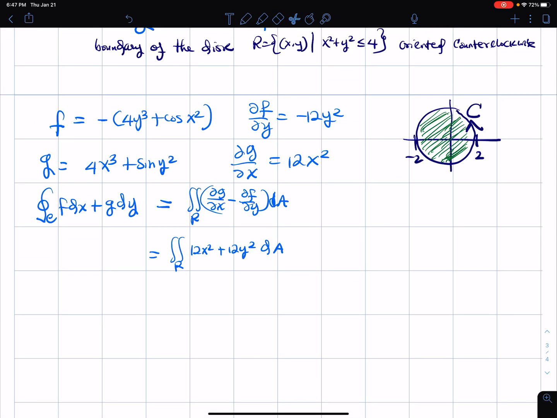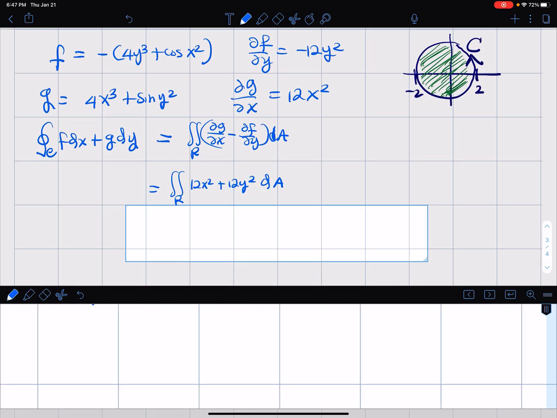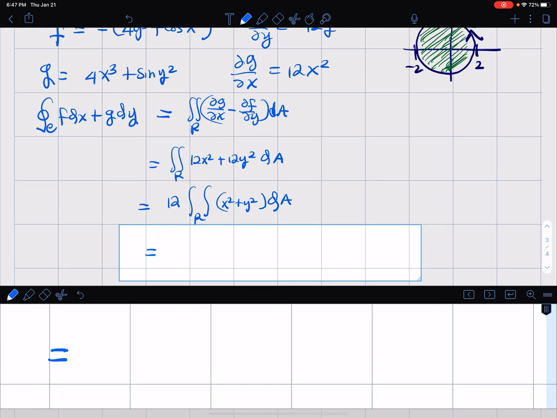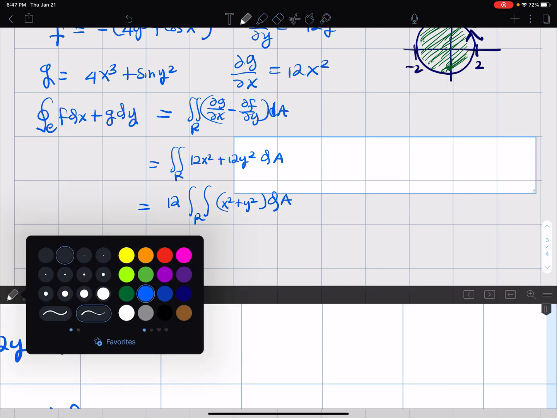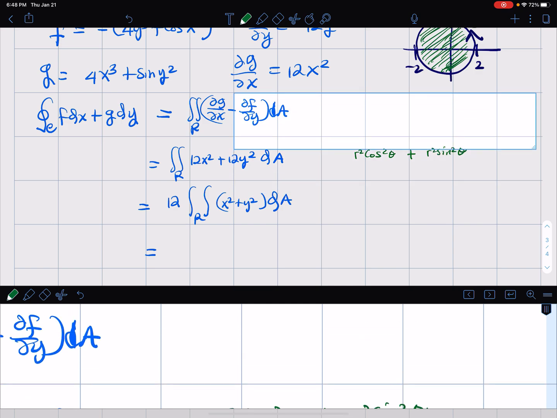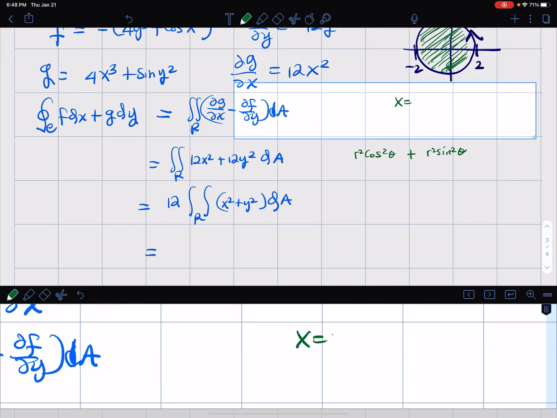Polar coordinates. This is a circle of radius 2, and we can factor out a 12. Okay. And we have x squared plus y squared dA. X squared plus y squared is equal to r squared. Because if you think about this, I think we've done this before. X squared is r squared cosine squared theta, and then y squared is r squared sine squared theta. And this is because x is always equal to r cosine theta and y is r sine theta.